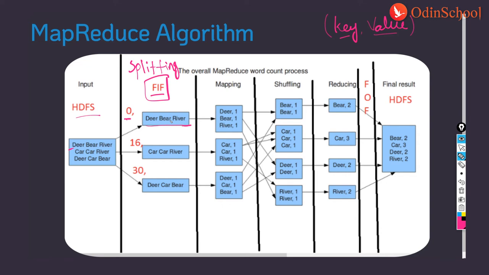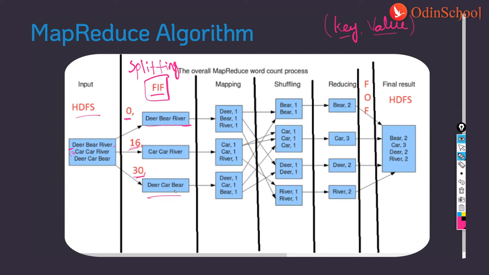For the second key-value pair, if you count 1, 2, 3, 4, 5, 6, 7, 8, 9, 10, 11, 12, 13, 14, 15, the first line contains 15 characters. Then the second line starts from the 16th character, so the 16th character is the split for us. The 16th character is your key, and the value is car, car, river. Then if you count 16, 17, 18 and so on, the 30th character is again the split of the next line. So 30 comma, and then the value is stated.